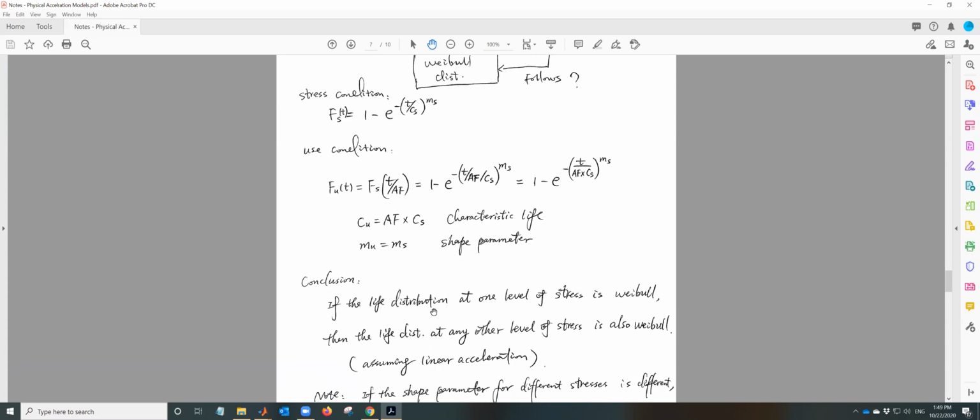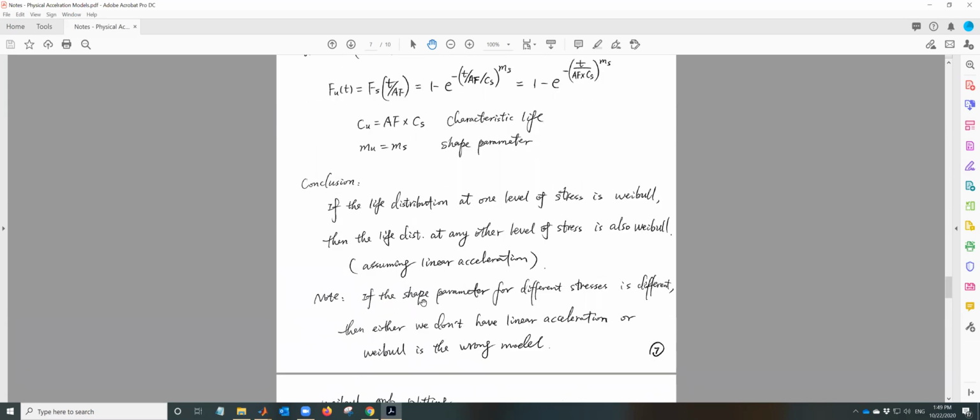So if the lifetime distribution at one level of stress is Weibull, then the lifetime distribution at another level of stress is also a Weibull distribution, assuming that we have a linear acceleration factor. Oh, this is a very nice property. So if the shape parameter for different stress is different, then either we don't have linear acceleration or Weibull is the wrong model.